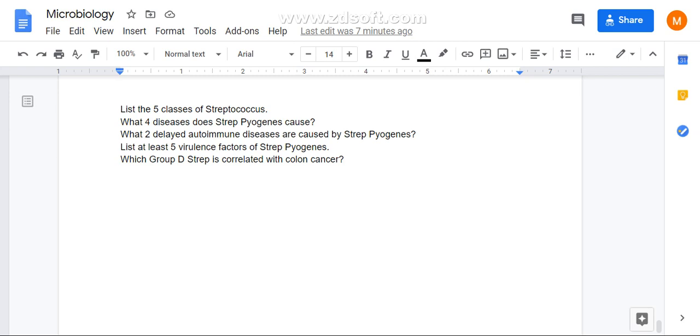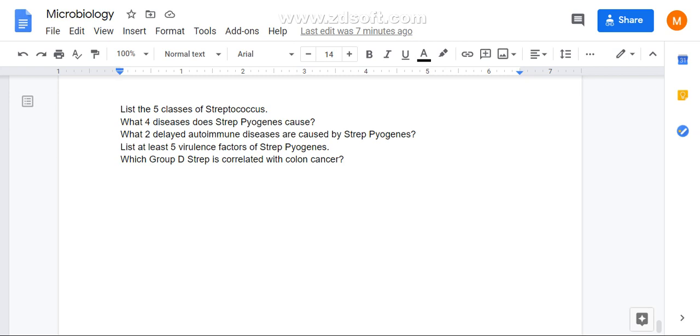Acute glomerulitis or something like that. It's post-streptococcal glomerulonephritis, yes. Alright, next question. Can you give me at least five virulence factors for strep pyogenes? Everybody can give me one. M protein is one. Yes, that's one.